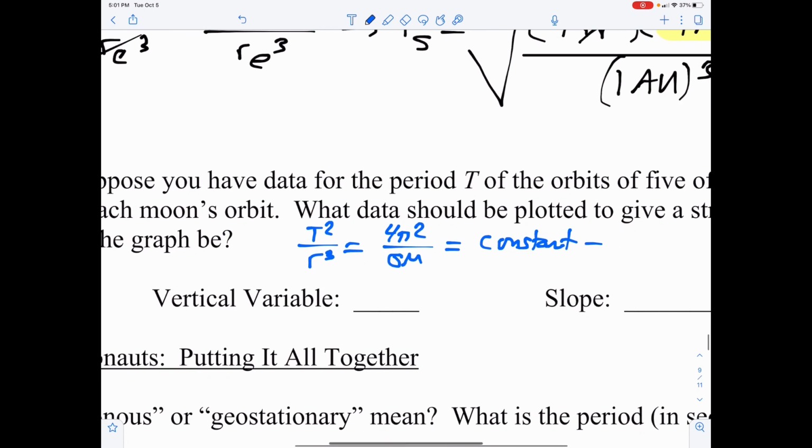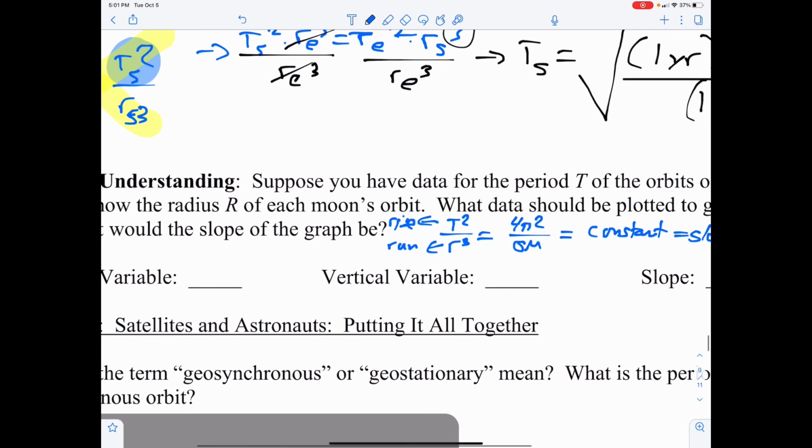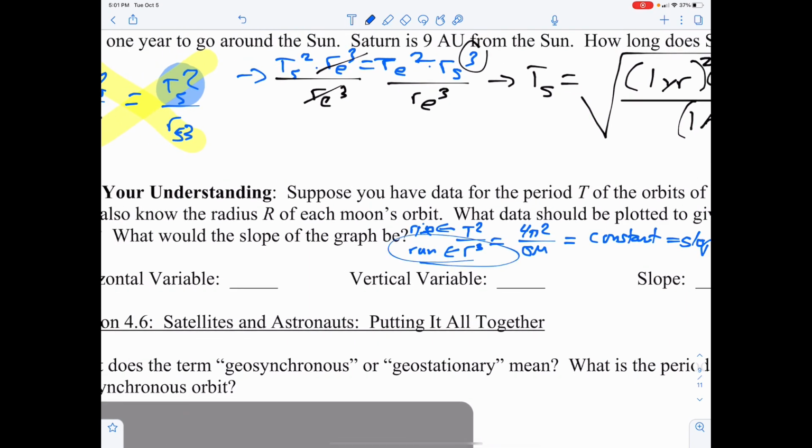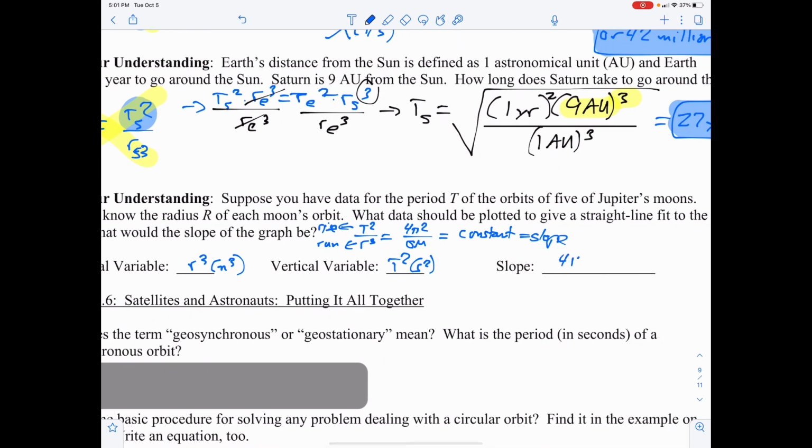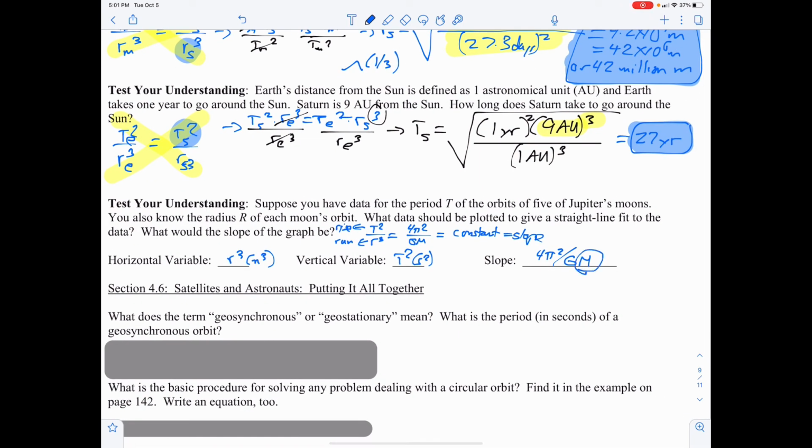And that constant value is going to be the slope when you plot T squared as your rise over R cubed, which is your run. So your horizontal variable would be your run, that would be R cubed, and the units would be meters cubed, over the vertical variable, which is T squared, which would be seconds squared. The slope would be your 4 pi squared over GM, where what you'd be looking for in this case is usually the mass of the planet being orbited, or the mass of Jupiter.